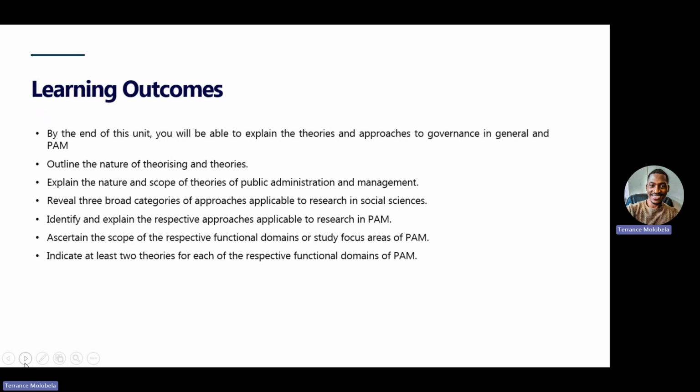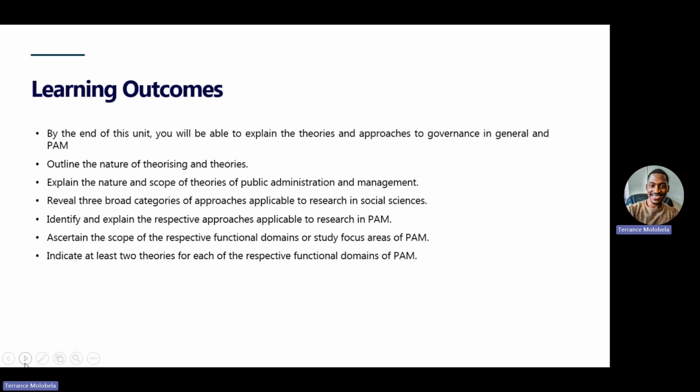By the end of this unit, you should be able to explain the theories and approaches to governance in general, as well as in PAM. So you must be able to outline the nature of theorizing and theories. I will explain what theorizing means, as well as what theories are. Now you must also manage to explain the nature and scope of theories within public administration and management.